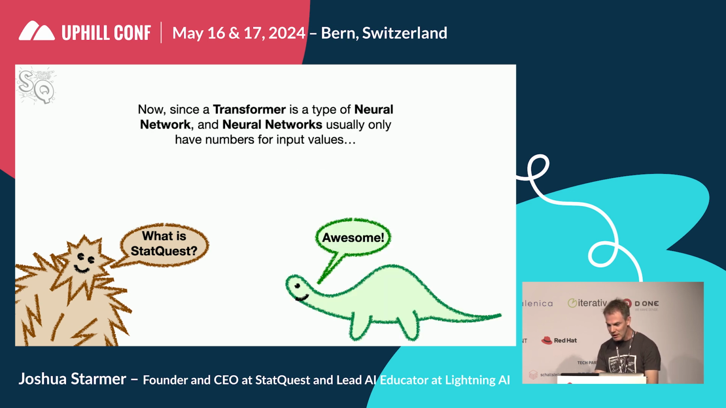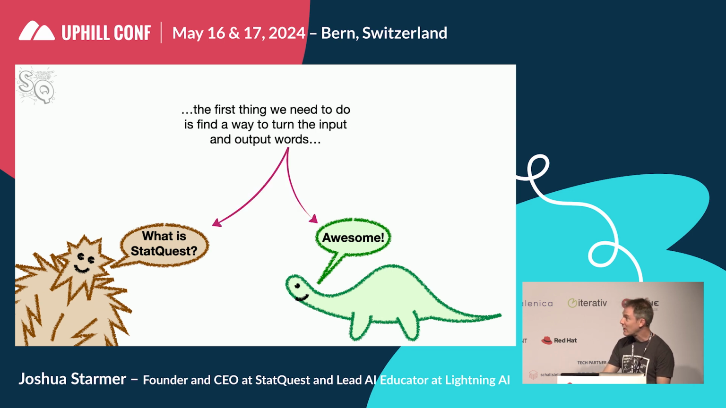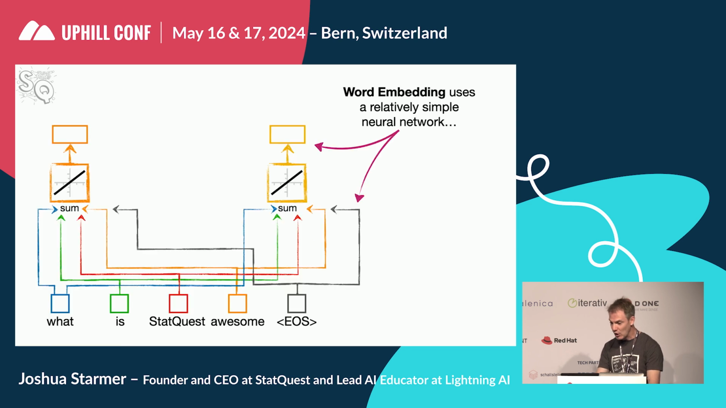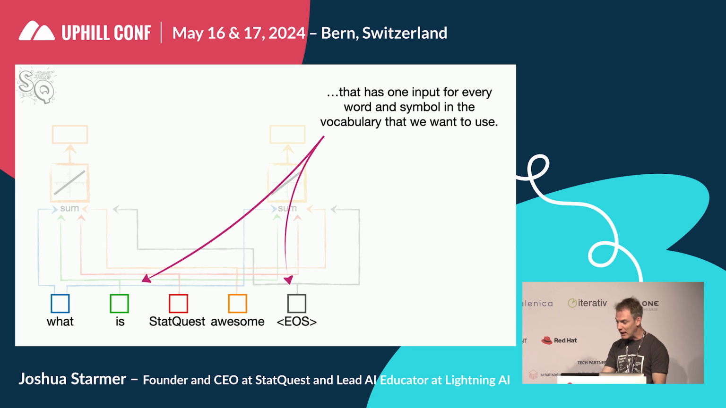Awesome. Now, since a transformer is a type of neural network, and neural networks usually only have numbers for input values, the first thing we need to do is find a way to turn the input and output words into numbers. There are a lot of ways to convert words into numbers, but for neural networks, one of the most commonly used methods is called word embedding. Word embedding uses a relatively simple neural network that has one input for every word and symbol in the vocabulary that we want to use.